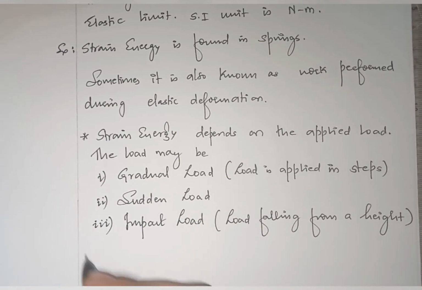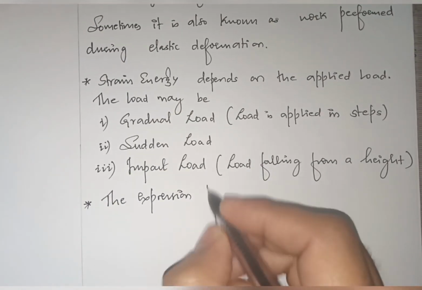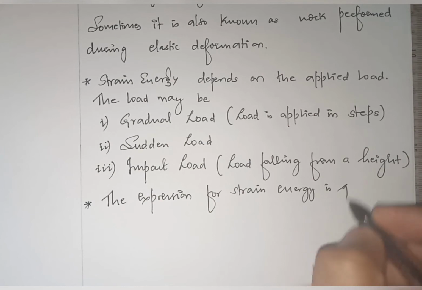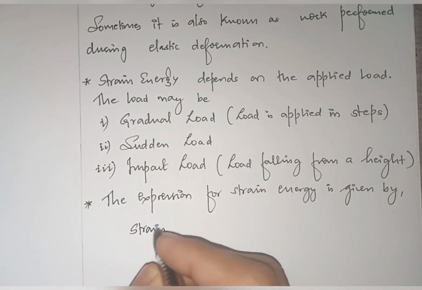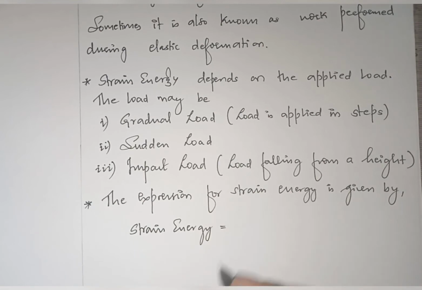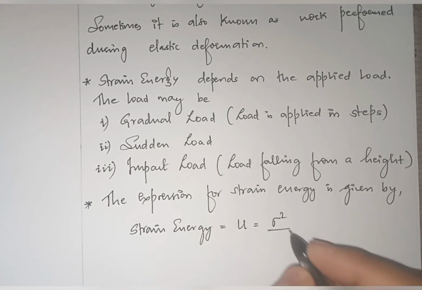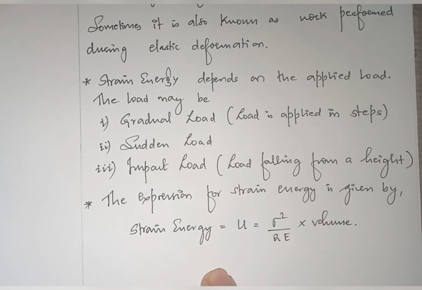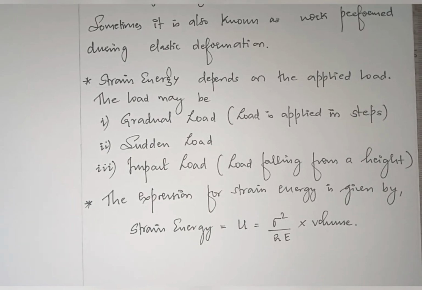Now the expression for strain energy is given by, strain energy is equal to U. I told you it is nothing but internal energy, so it is U. That is equal to sigma square divided by 2E into volume. So this is a general expression for strain energy. U is equal to sigma square divided by 2E into volume.